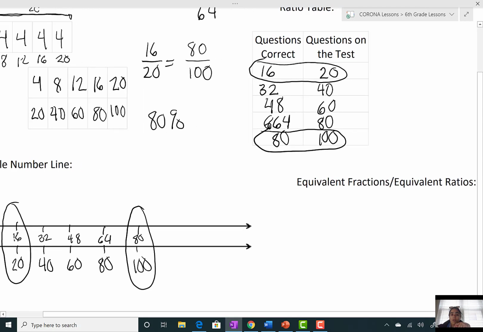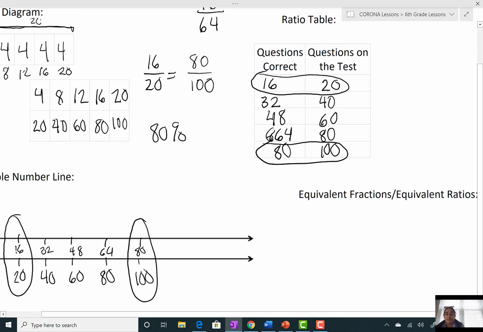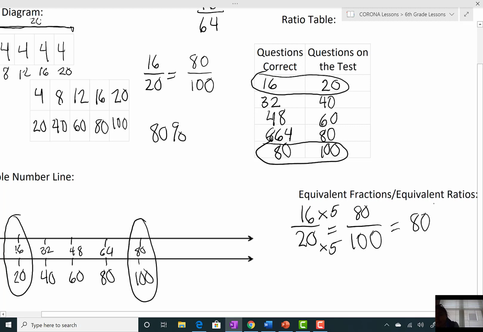Now, let's do this using equivalent fractions, which are the same thing as equivalent ratios. 16 out of 20. We could just set it equal to a fraction out of 100, and in this case, it works well. 20 times 5 gives me 100. 16 times 5 gives me 80. So this is equal to 80%. That's what she got on the test.